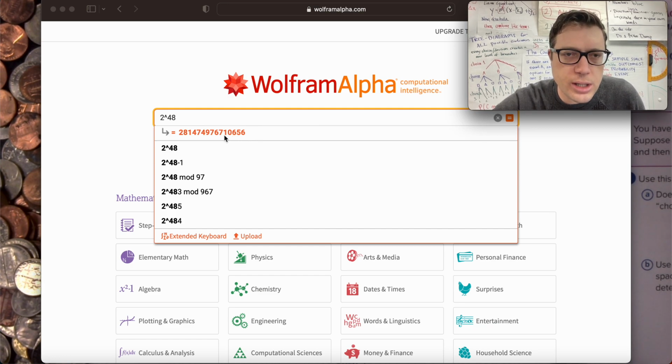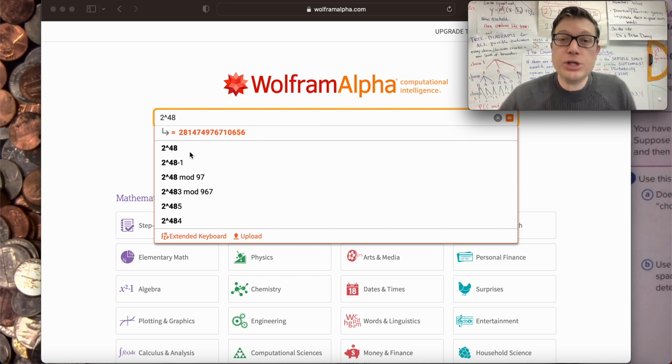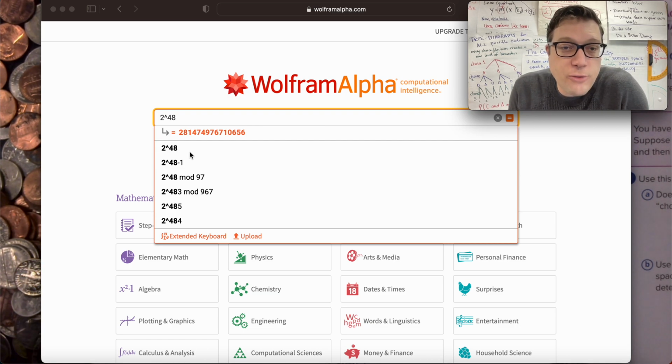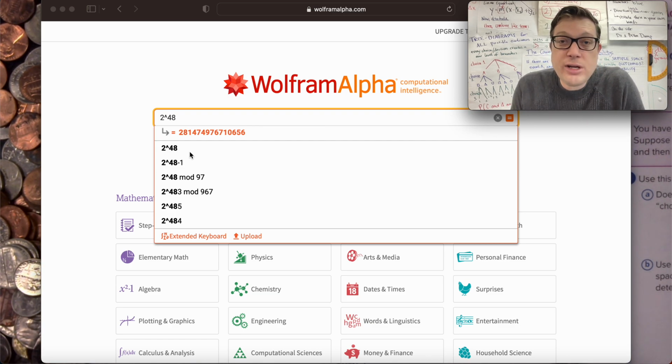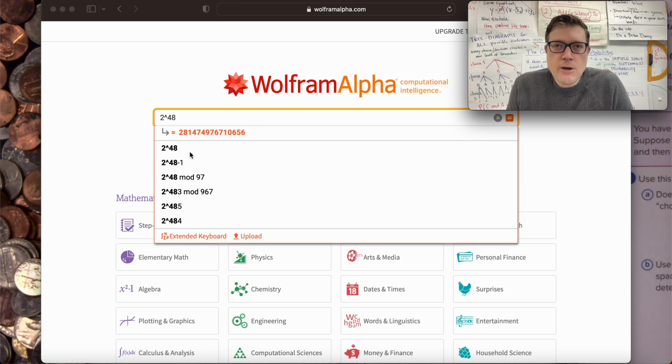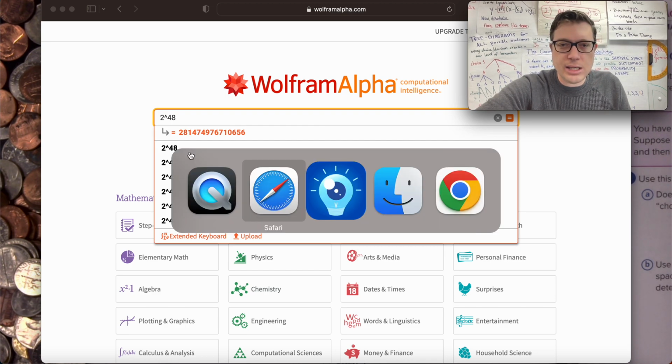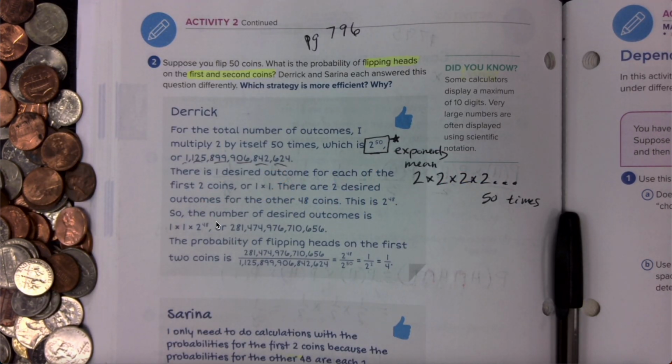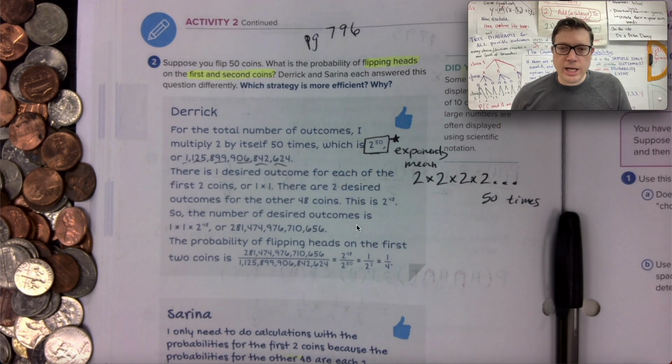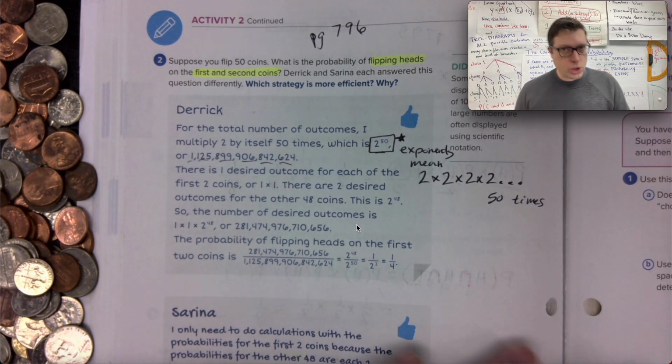So units, and then thousands, and then millions, and then billions. 281 trillion, 474 billion, 976 million, 710,656 arrangements of the next 48. We lost some because of the double and the double again. Let's just check here. Did Derek say that same number? Let's see. Take a look. It looks like, yep, 281 trillion, 474 billion, 976 million, 710,656. So he's certainly doing the mathematics correctly.